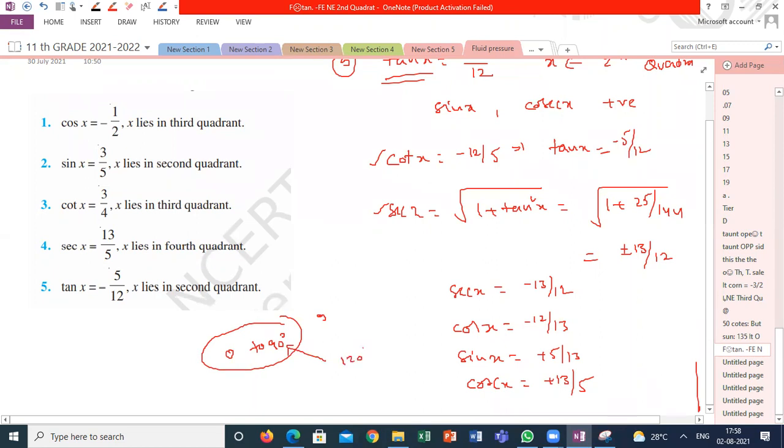Remaining standard angles means 120 degrees, that is 2 pi by 3, 5 pi by 6, and 3 pi by 4. All these values. This is 3 times 45, 5 times 30, 2 times 60. All these values like 120 degrees, 135 degrees, 150, and 180. How to calculate all these values? Even 270, 300, 330. How to calculate these values? We will see in the next class.